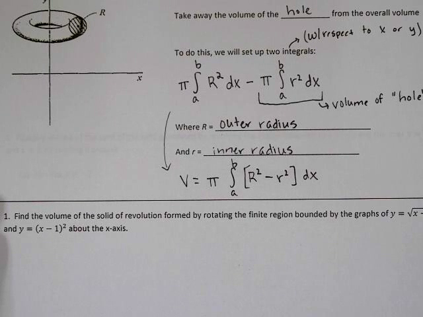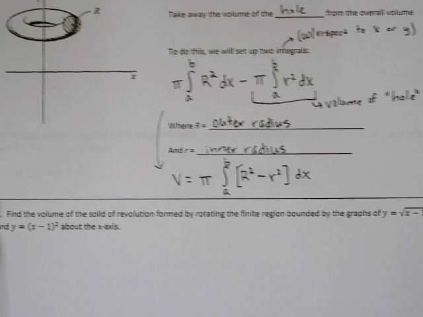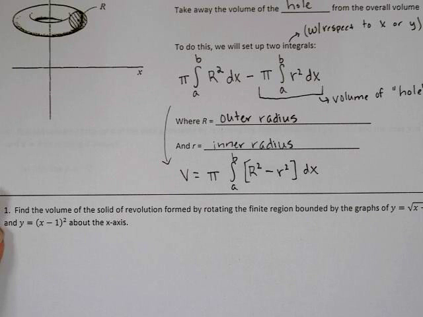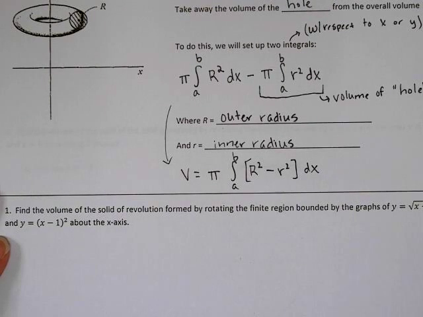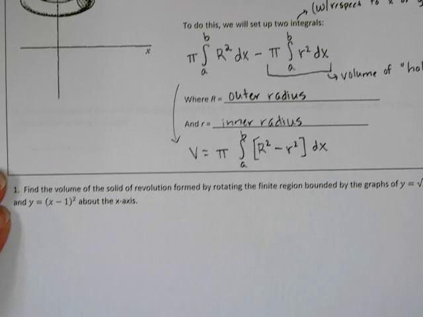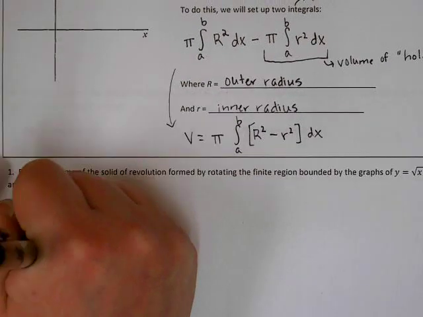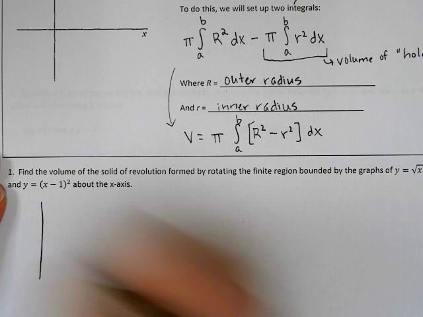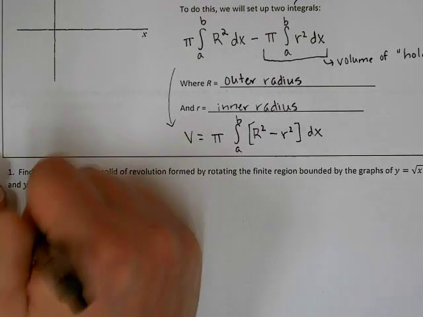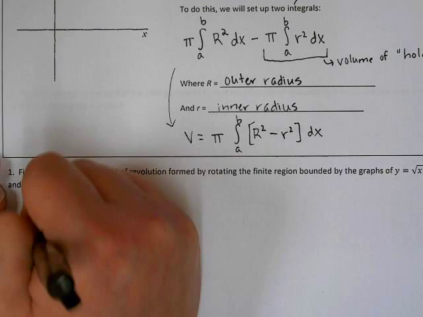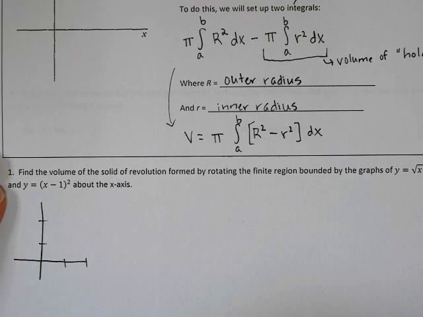Find the volume of the solid of revolution formed by rotating the finite region bound by the graphs y equals the square root of x minus 1, y equals (x minus 1) squared about the x-axis. So we're going to go ahead first and draw a picture of what's going on here. I'm going to try and space it out so we can see nicely what's going on.